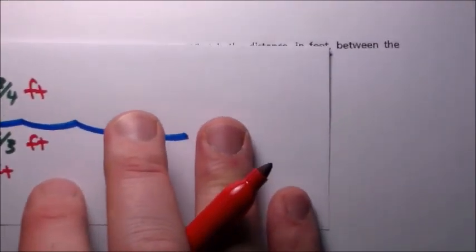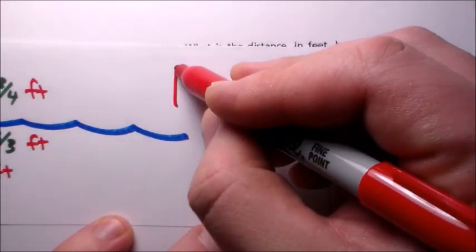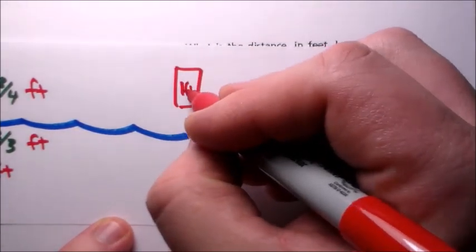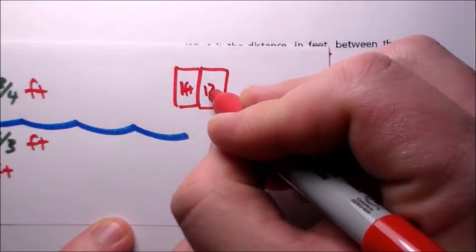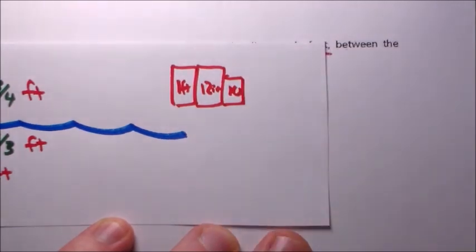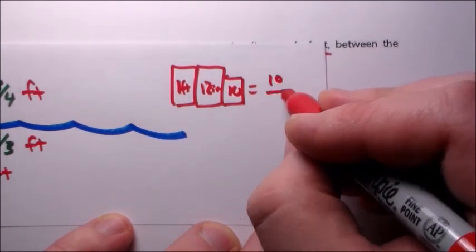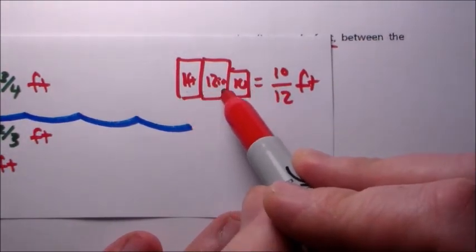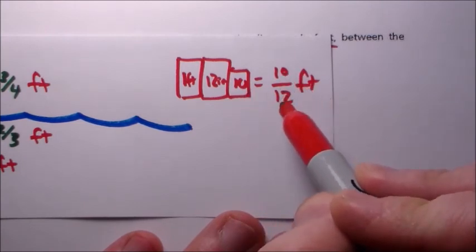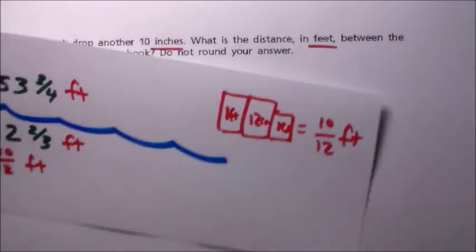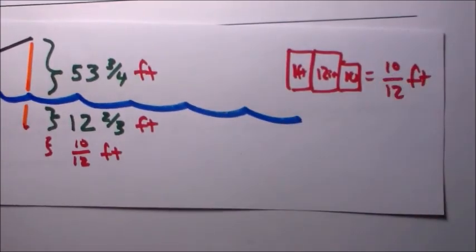I mean, you can think about it in a tape diagram. You can say, well, this is 1 foot, and 1 foot is equal to 12 inches. So if you have 10 inches, that's going to equal 10 out of 12 feet, or 10/12 of a foot. All right, so now we've got to add all three numbers together.